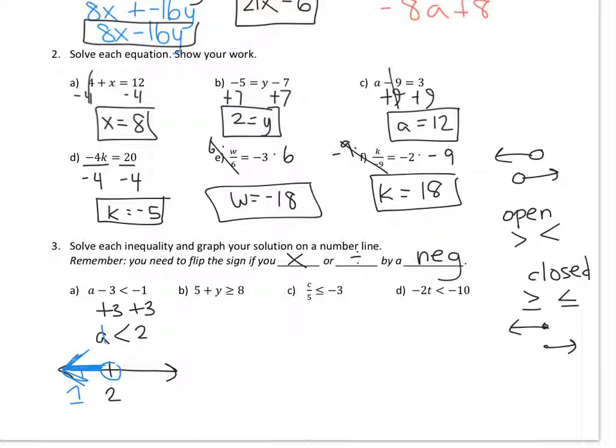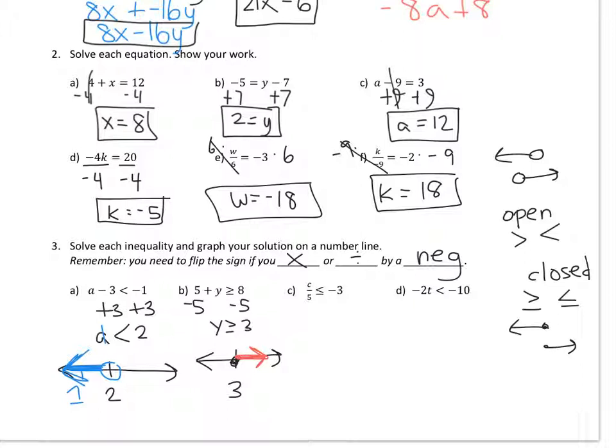Letter B, to solve for y, you subtract 5 from each side. So it's y is greater than or equal to 3. So make a closed dot at 3, and you're going to shade to the right because these numbers are greater than or equal to 3.